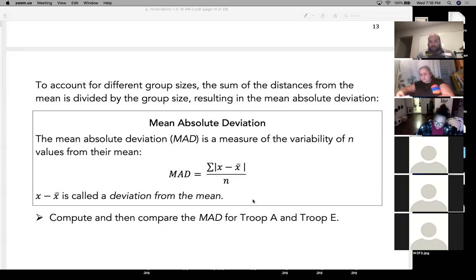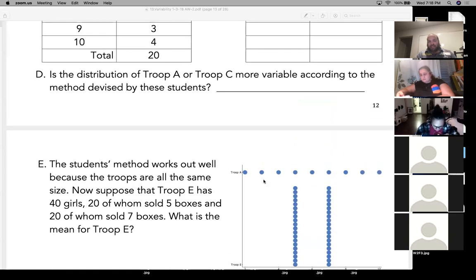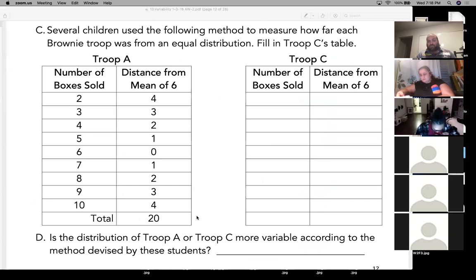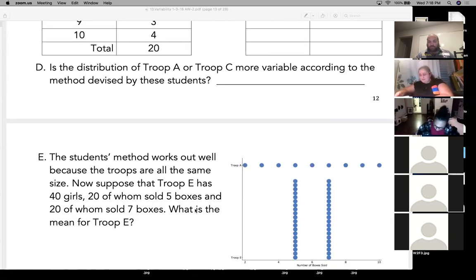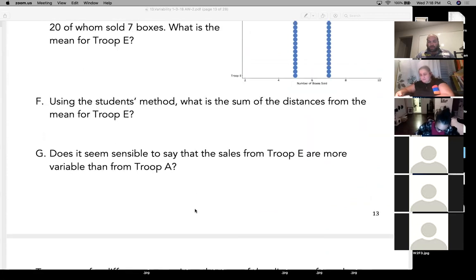Okay, so when I compare A to E, I see that A had a mean absolute deviation of 2.2 repeating, and E had a mean absolute deviation of 1. Sorry, I don't know what that thing is called.